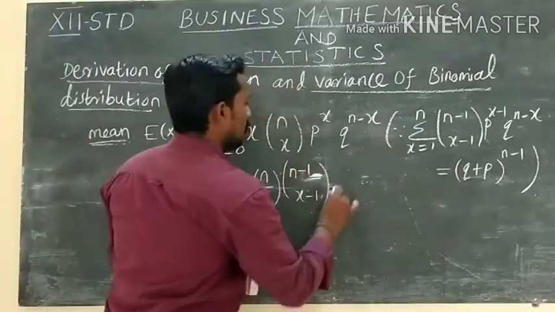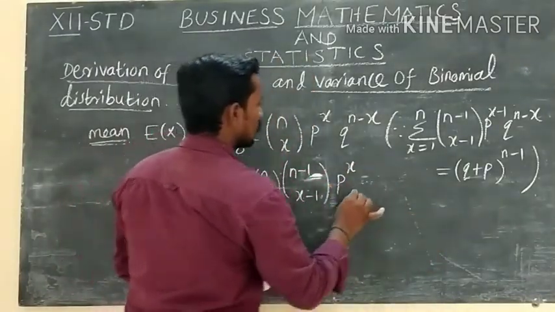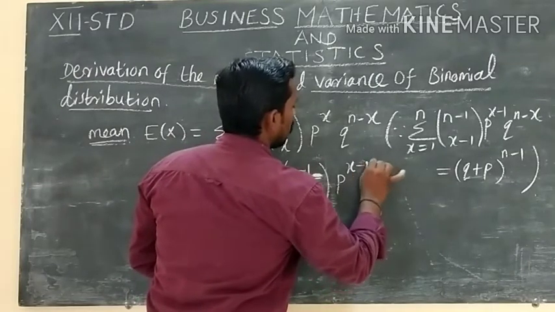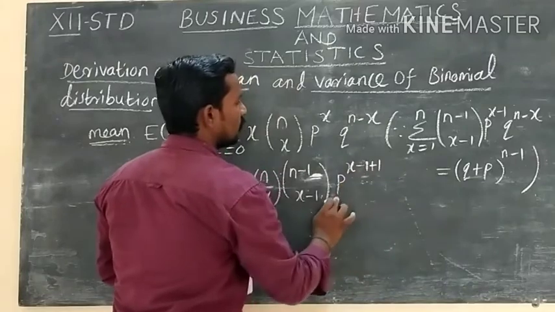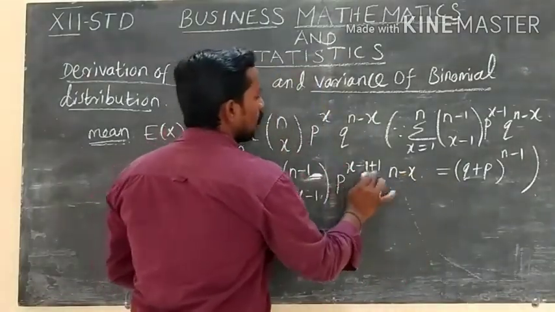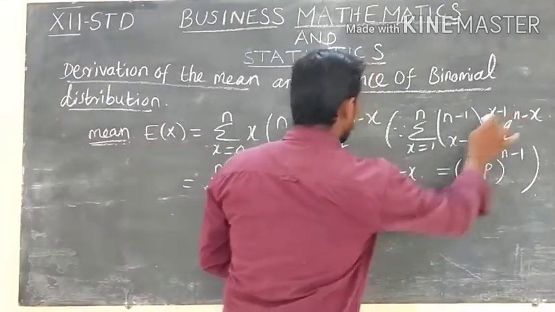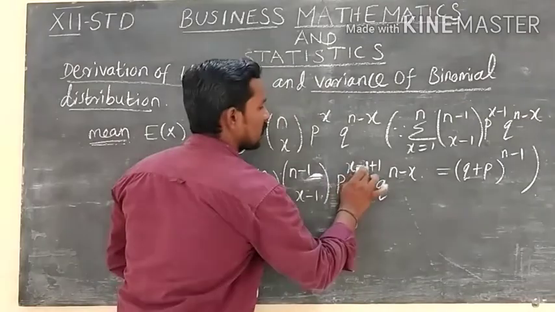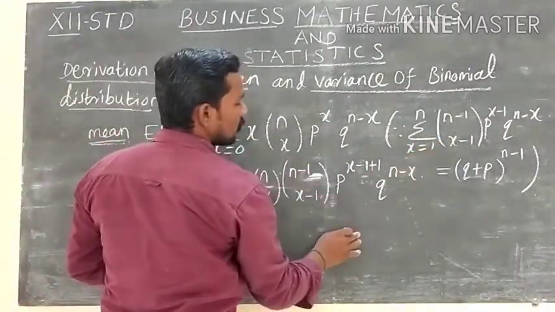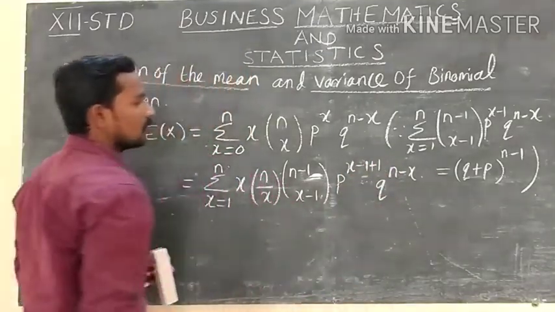Then p power x, written as x minus 1 plus 1. So we don't change the value. q power n minus x. Why am I writing this? Because here I want p power x minus 1, and I want to use the formula, so I write here x minus 1 plus 1.